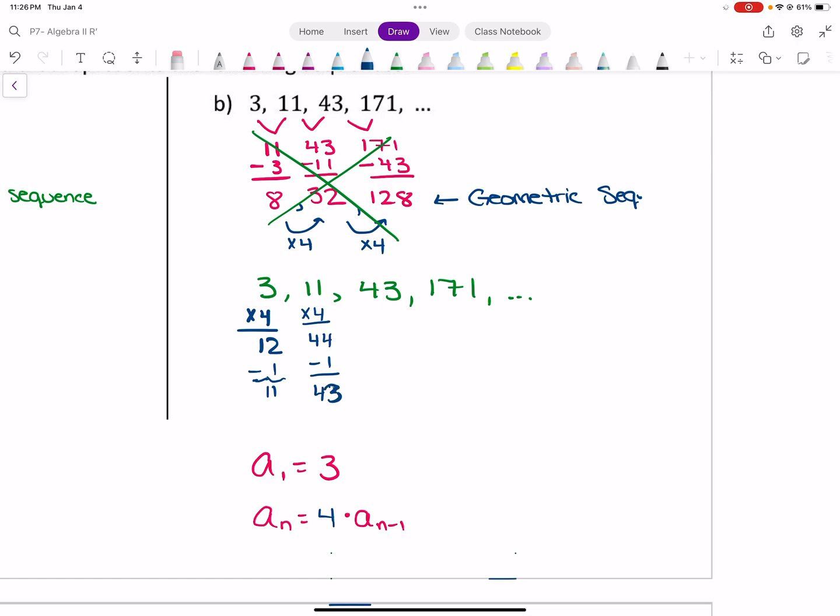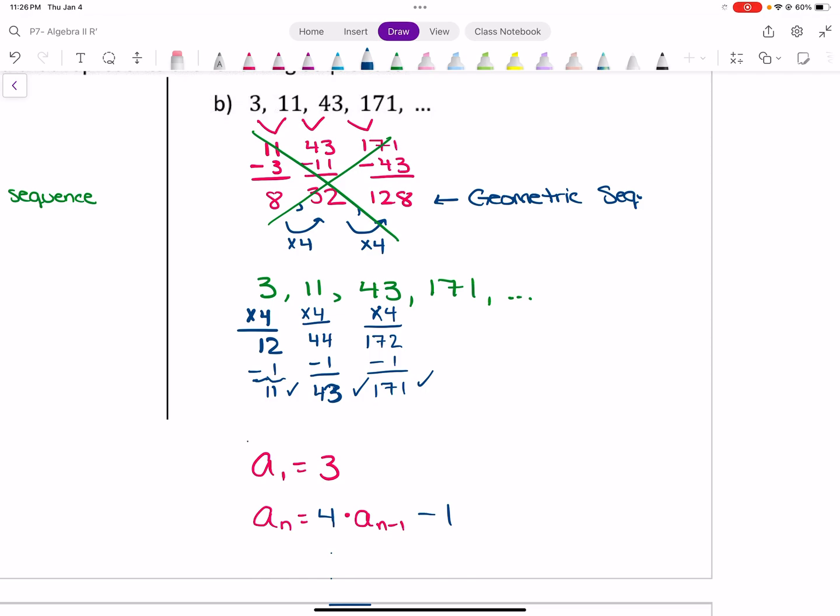So you can continue to check the pattern to make sure that it works. 43 times 4 should get me 172. Minus 1 gets me 171 like I wanted. So these are all getting you those next terms. So we just have to add in on the back minus 1.